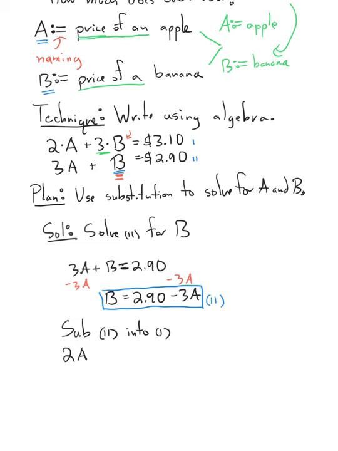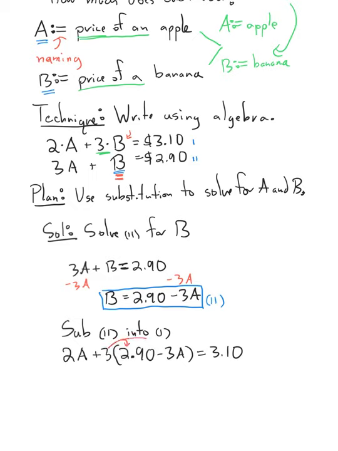2a, which is the same as 2 times a, plus 3 times b. But remember, b is the same as 290 minus 3a, and that equals 310. And now if we look at this, we just have one equation with one variable, a, and we can solve for that.